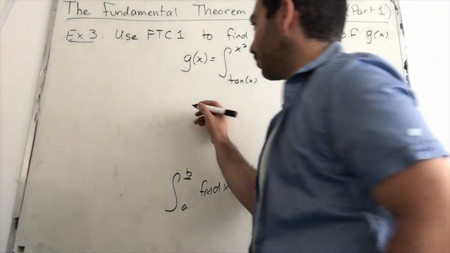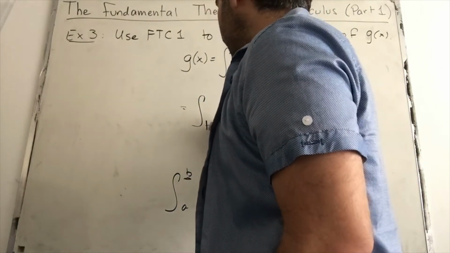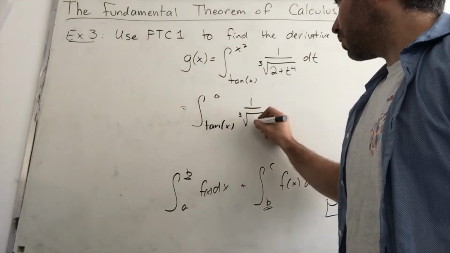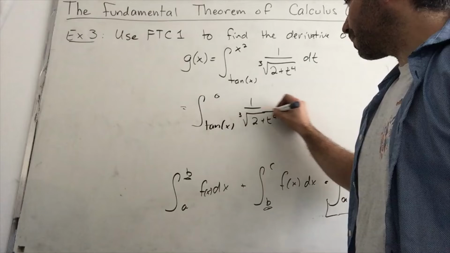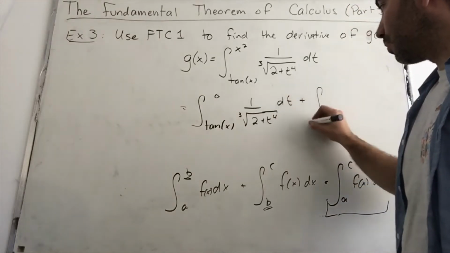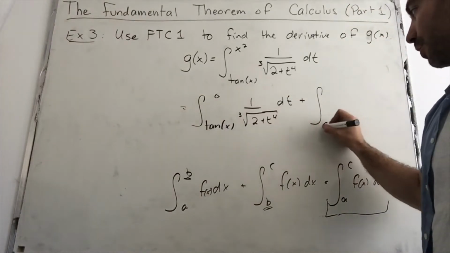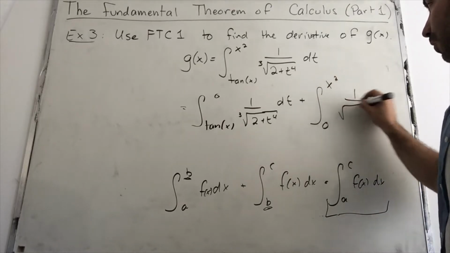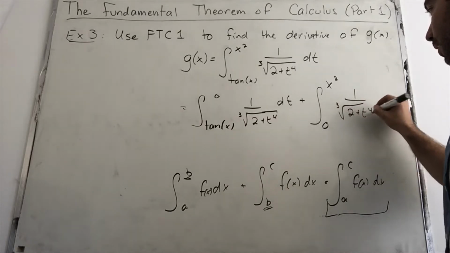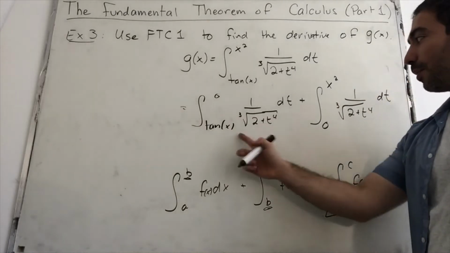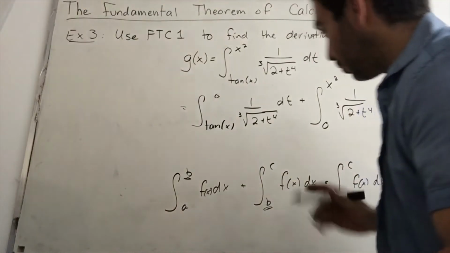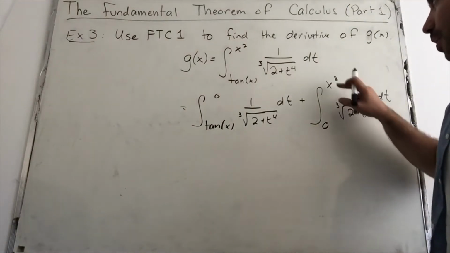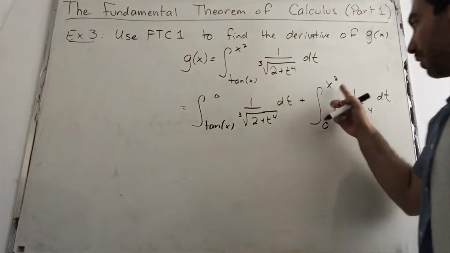So I'm going to split this up using this property as the integral from tan x to 0 of 1 over the cube root of 2 plus t to the 4 dt, plus the integral from, this has to match the lower bound, so 0 to x squared of the exact same thing, the cube root of 2 plus t to the 4 dt. Okay, and now I'm going to deal with each term individually. So the right hand side, this is good because my constant's on the bottom, my function is on the top. This is what we want to see.